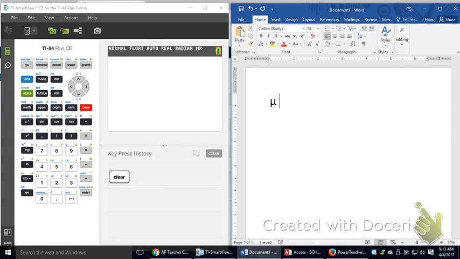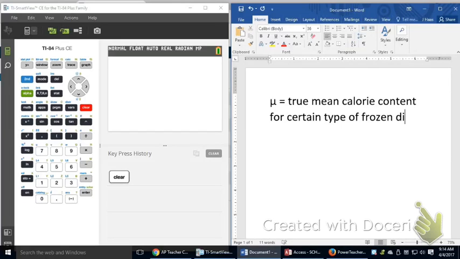We're looking at number 63 now on page 561 from chapter 10. What we are looking for here is a mean value. It's talking about nutritional content of prepackaged foods. So I'm going to say that I'm dealing with the average nutritional value, in this case, the average calorie content. So I'm going to say mu is the true mean calorie content for a certain type of frozen dinner. So that's going to be what I have there.